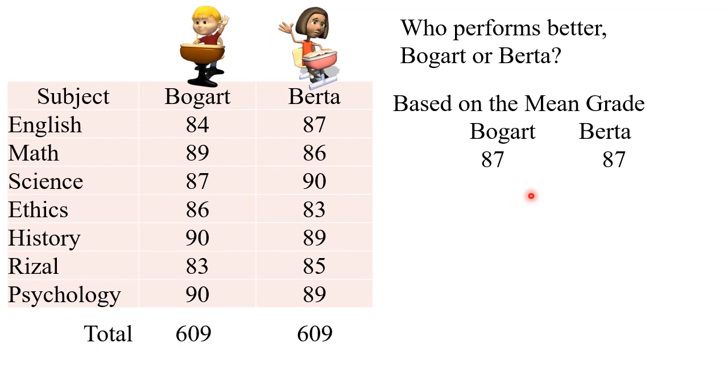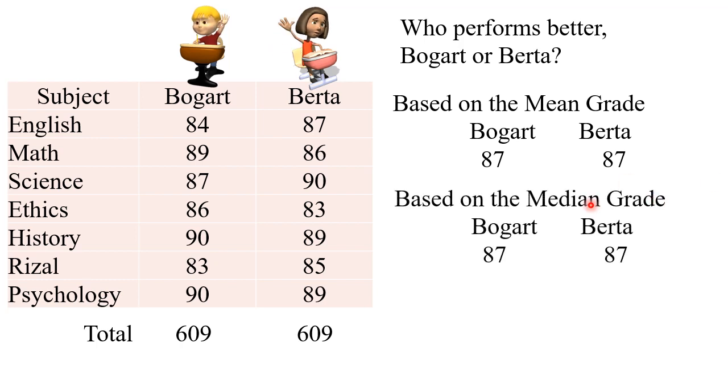If you're going to use the median, the median class will also give us the same result, because if you're going to rearrange these grades from highest to lowest or vice versa, then the middlemost value will give us 87 as well. Meaning there are 3 grades of Bogart and Berta that are above 87, and another 3 grades of both Bogart and Berta that are below 87. So based on the mean and the median class, we cannot really say who performs better in terms of their grades. So is it Berta or is it Bogart?